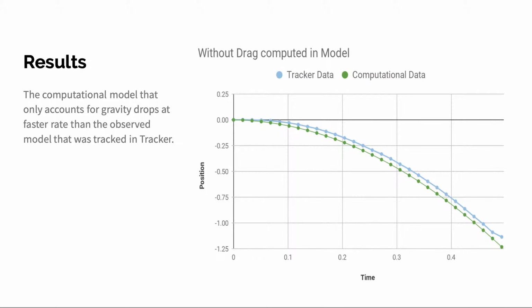I then compared these two models, the tracker data and the computational data, on a position versus time graph. You can see that the position for the tracker data is a little bit off from the computational data. The computational data appears to have dropped faster than the tracker data. We will review how this might have happened later.